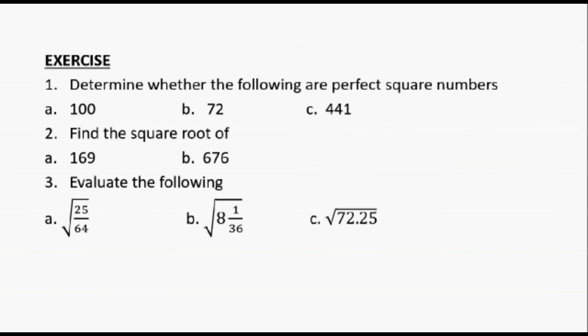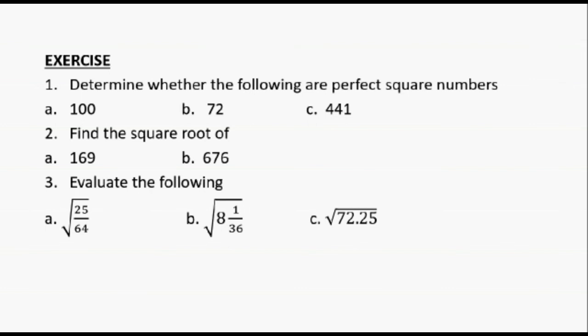Then question 2, we are saying find the square root of A, we have 169, and B we have 676. You have to take note that when you are looking at square root, you have to introduce the power what? Half. Question 3, we have evaluate the following.